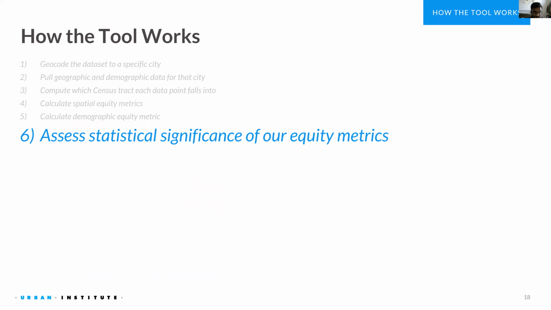So after doing all of this, after computing our spatial equity metrics and our demographic equity metrics, we finally also assess the statistical significance of our metrics. And so the way we do this is that all census figures essentially come with a measurement error. And so we can essentially do a set of sampling with those measurement errors and see whether or not the results we've got for our spatial equity metrics and our demographic equity metrics are significant.